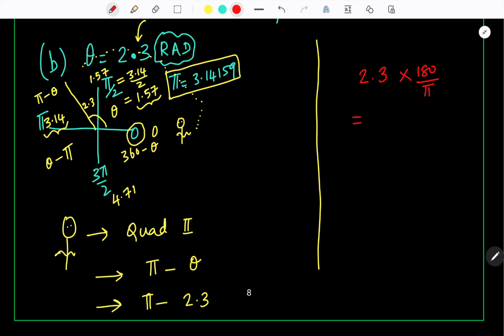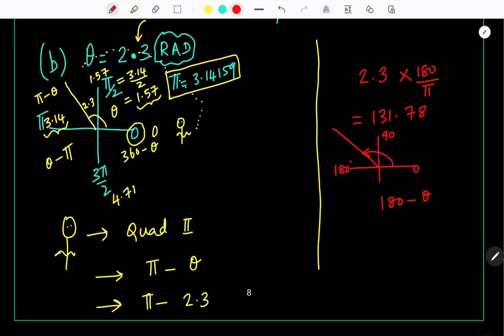If you multiply by 180 divided by pi, which is the degree measure, radian to degree, 2.3 multiplied by fraction mode, 180 divided by shift pi, which is equal to 131.78. So where is 131? This is 0, this is 90, and this is 180, right? So 131 is in the second quadrant. What is the formula for the second quadrant? 180 minus theta, right? Which is pi minus theta.